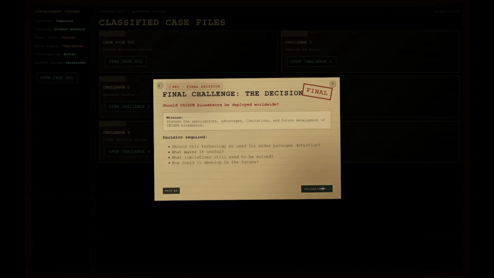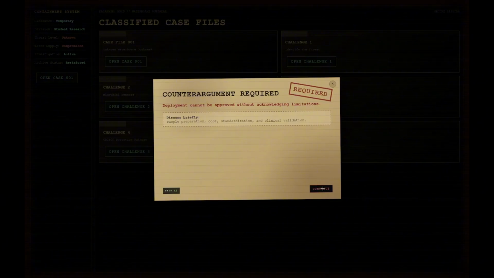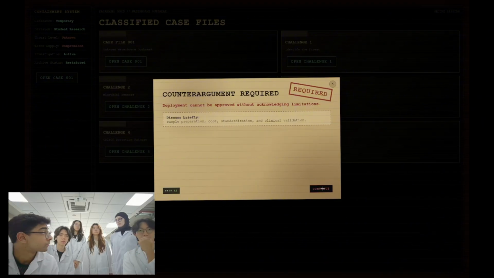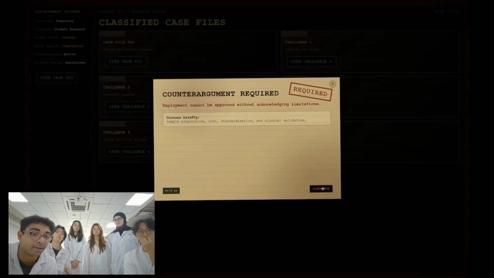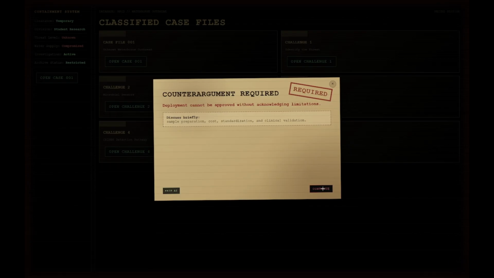Recording terminated. Counterargument required. So aren't they used everywhere already? There's still limitations. Samples need careful preparation before testing, and substances in the sample can interfere with the results. They're also really expensive, and the technology needs further standardization and clinical approval before it can be widely implemented.